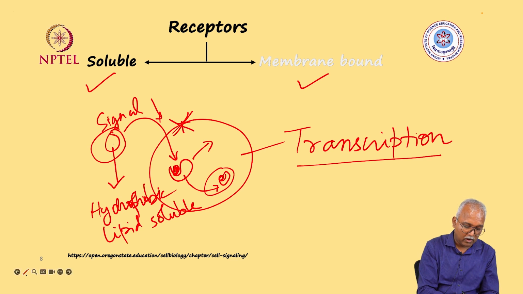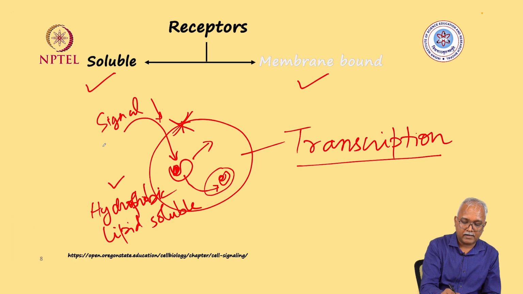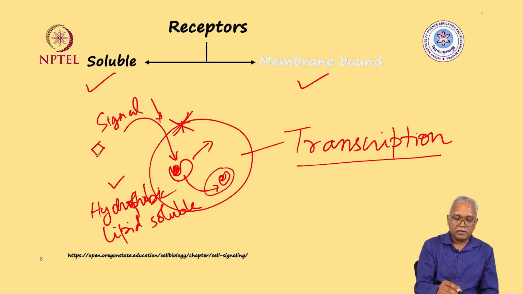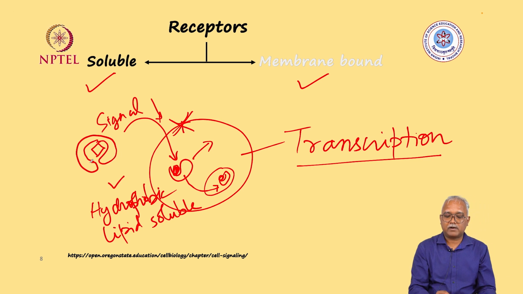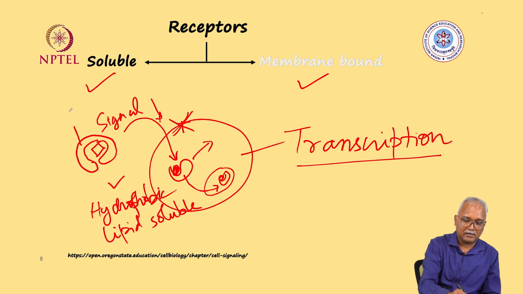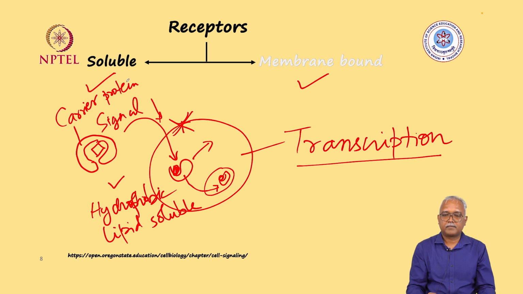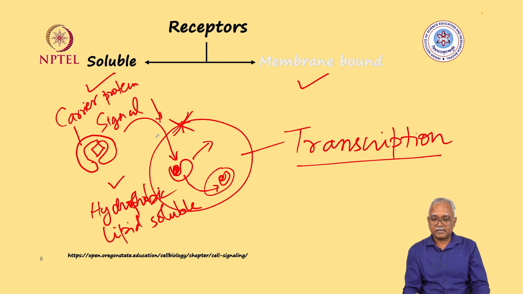So if I can draw this aspect little more clearly, it would probably look like this, that you have, suppose this is your signal, you will need something which protects it from the outer environment, and this is nothing but your carrier protein. Okay, so this will allow the entry of the molecule inside the cell.